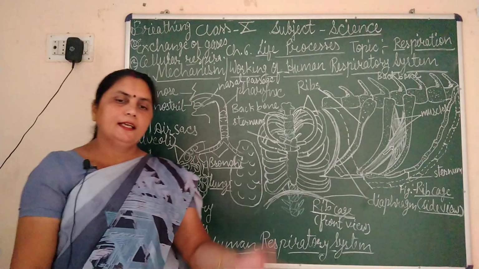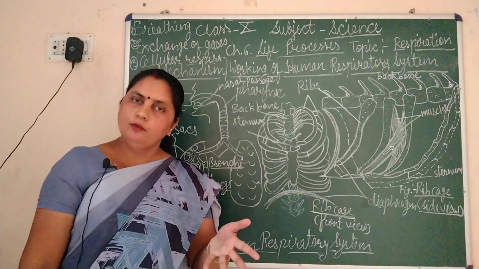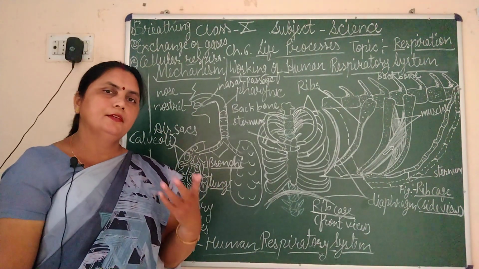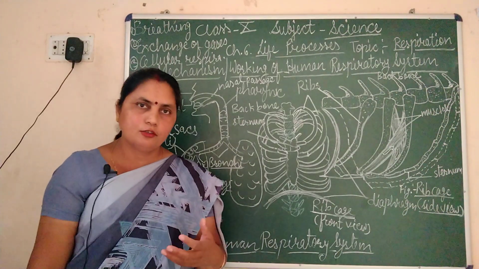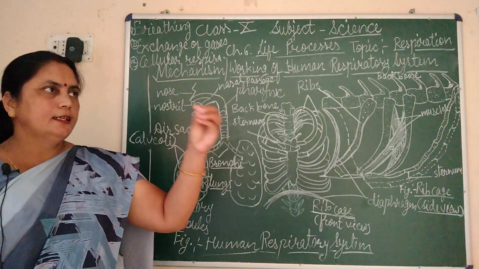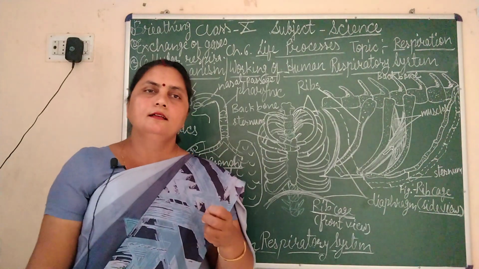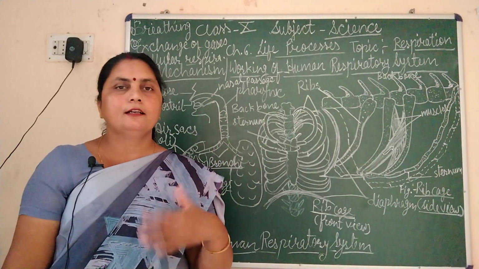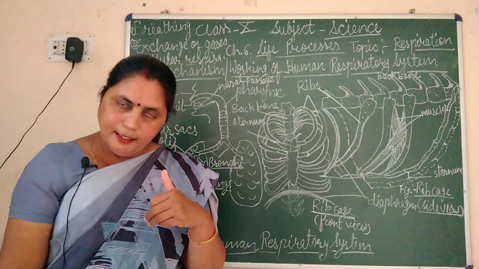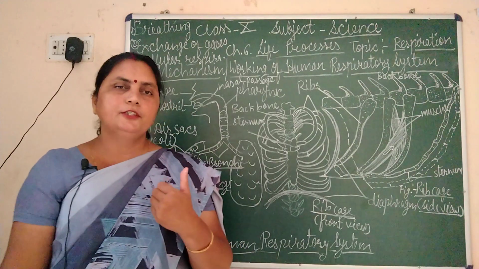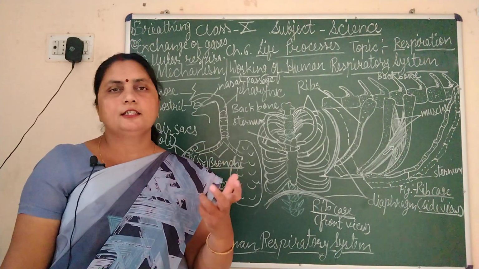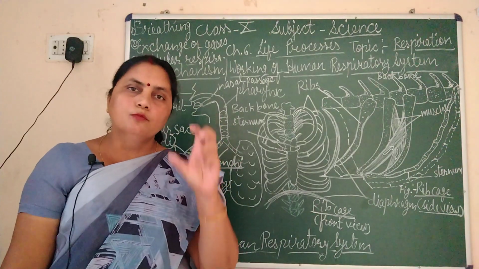Okay. So children, now let us see the first step, breathing. Breathing means to take in air and to give out air. We always say that we take in oxygen and we give out carbon dioxide. It is not so. We actually take in air. We cannot select the oxygen from the air and take only that, and we cannot select the carbon dioxide. So actually we take in air, and as we know the composition of air, the concentration of oxygen is more.